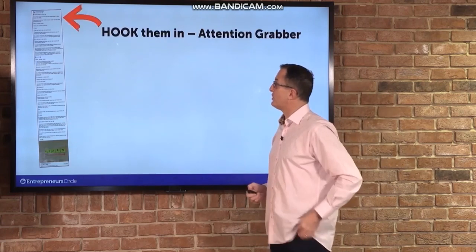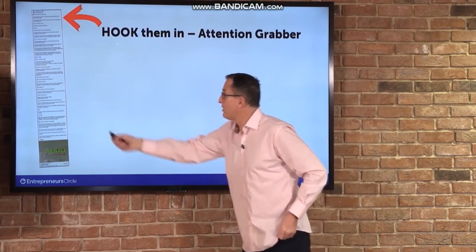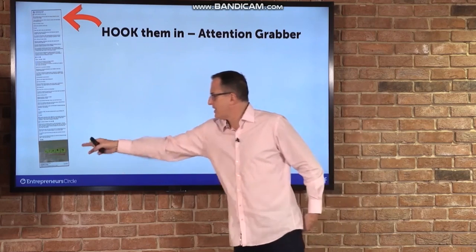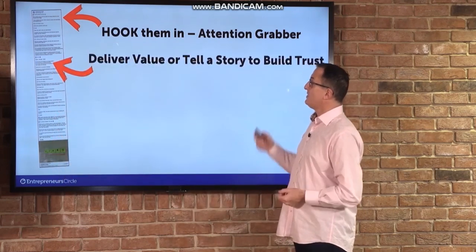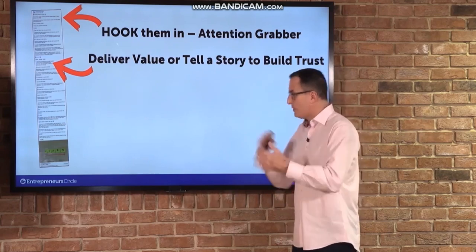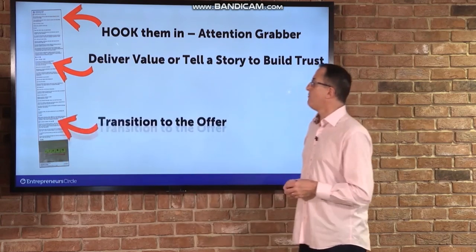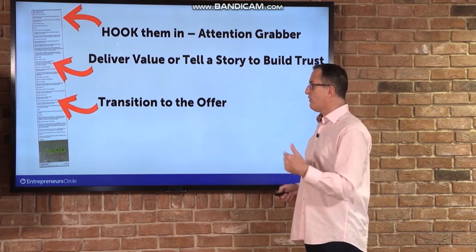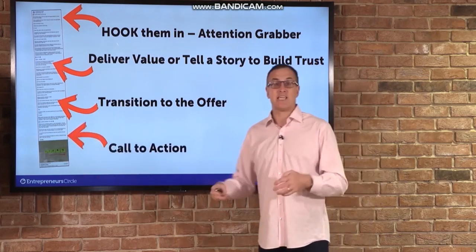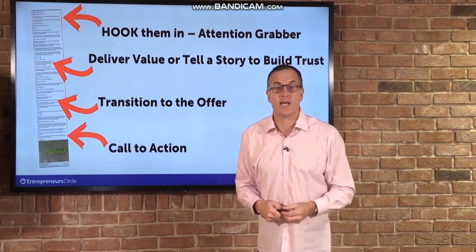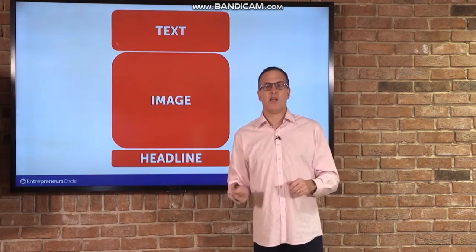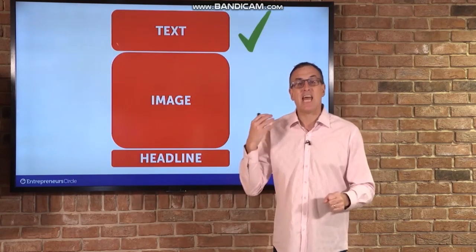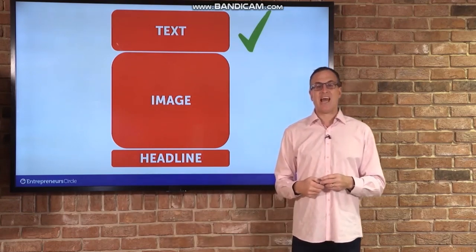But the structure is very straightforward. We hook them in at the beginning. Our opening line and the image are all designed to help get their attention. Once we've got them in, we then deliver some value. We tell a story that builds a bit of trust, that is helpful. And what we then do is transition to the offer. And then right at the bottom, we tell them exactly what we want them to do next with our call to action. So those are the 2 formulas, the 2 different approaches for the text part of your Facebook ad.